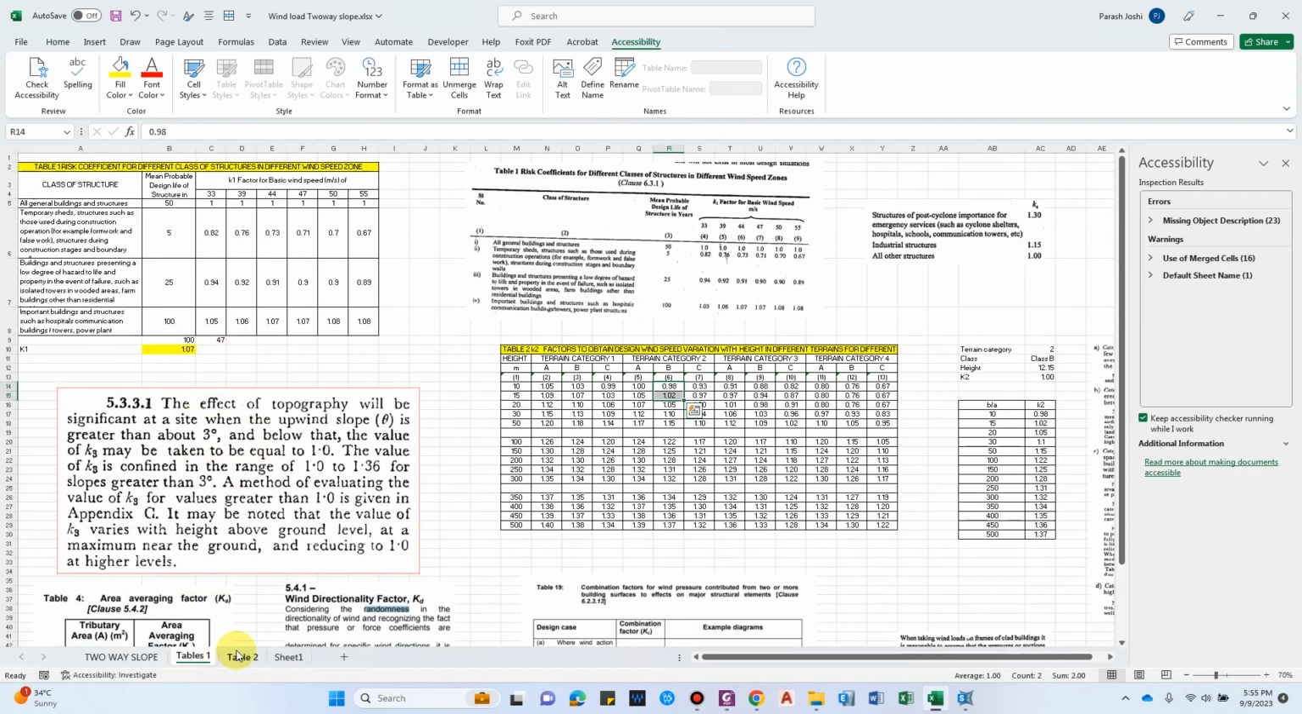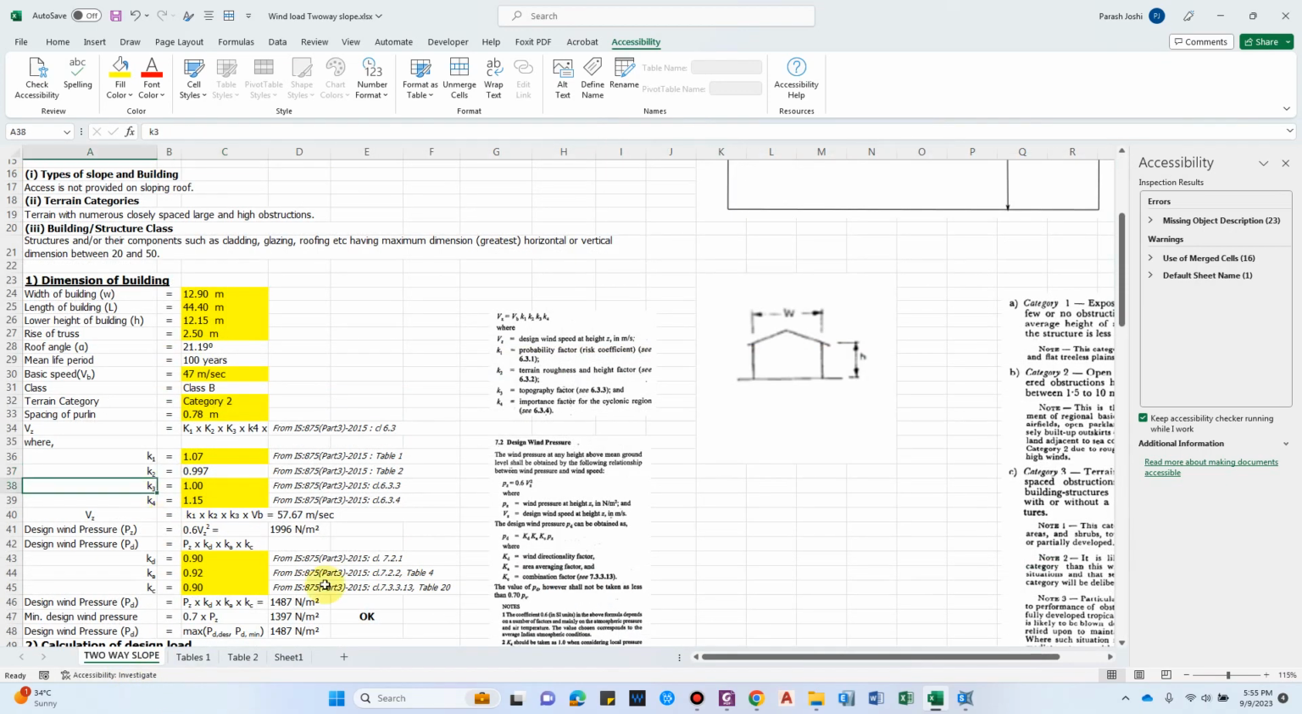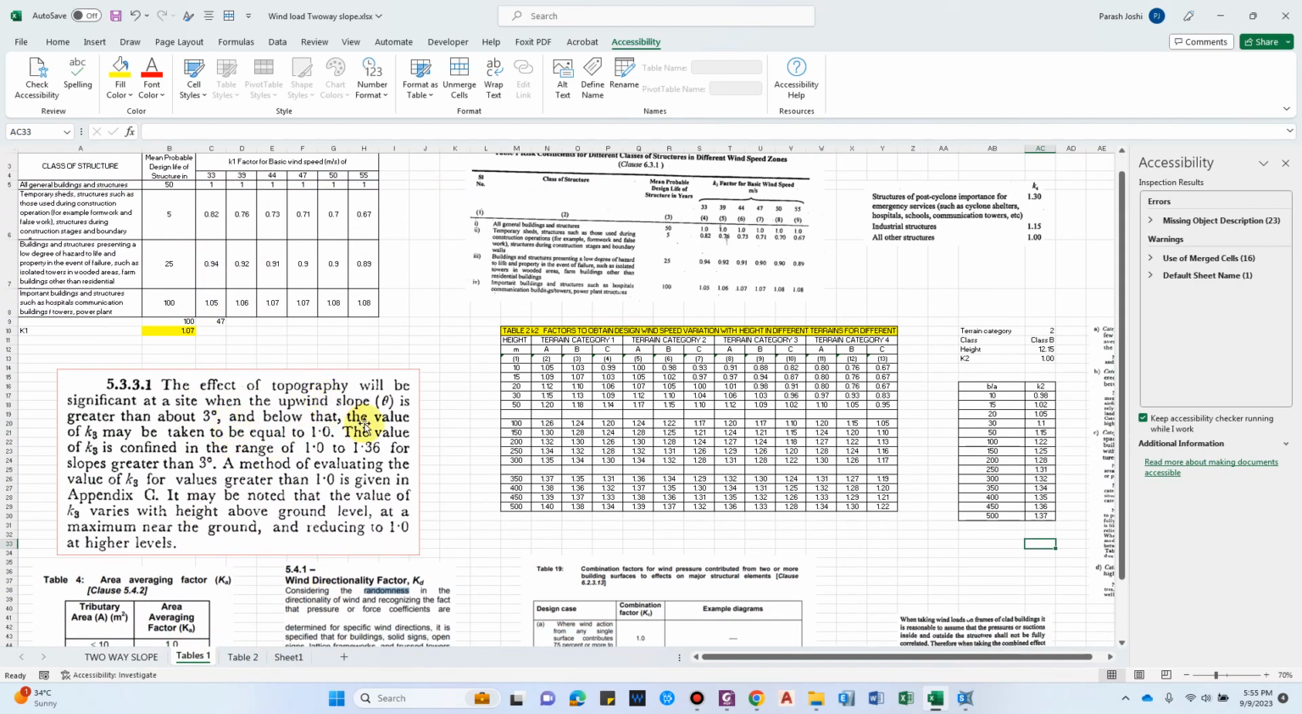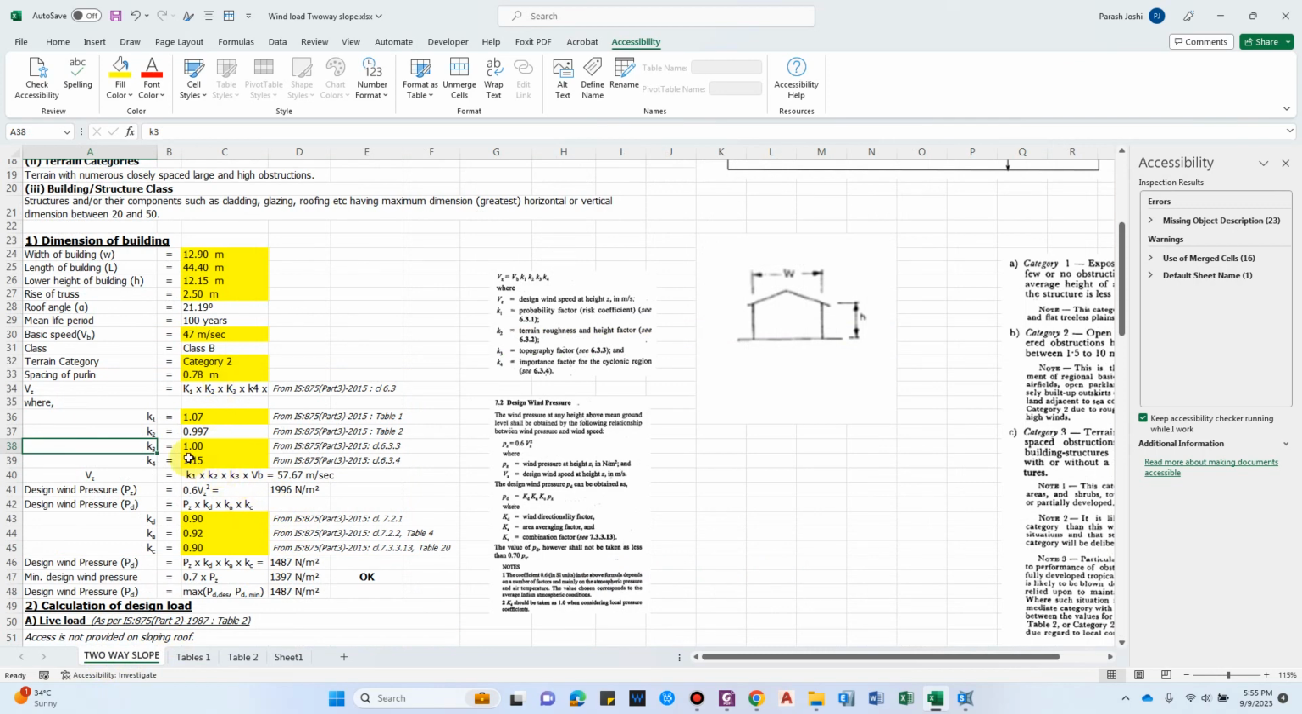That is interpolation between these two values. So I have got a table over here and we get the interpolation. Now K3 is simply the effect of topography. It will be significant at a site when the upwind slope theta is greater than 3 degrees, and below that the value of K3 may be taken as 1. Even if it is greater than 3 degrees, the value will range from 1 to 1.36. So for now keeping this as 1.